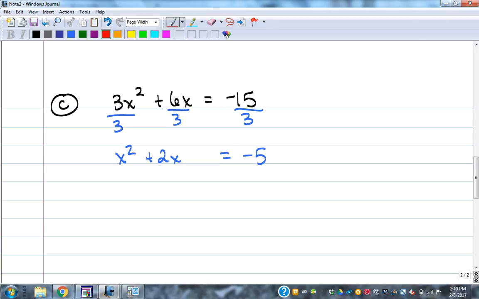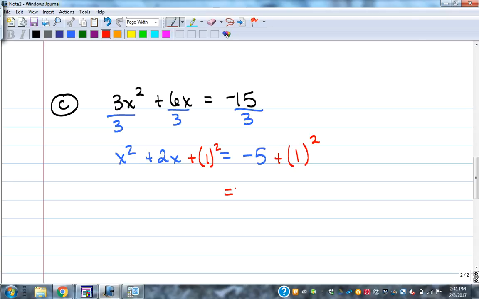What am I adding to both sides? Half of b, which would be how much? 1. Half of 2 is 1, so I'm adding 1 squared to both sides. And I just keep the habit of putting it in parentheses there so that I know that in that parentheses, that's my focus area. That's where my half of b is.